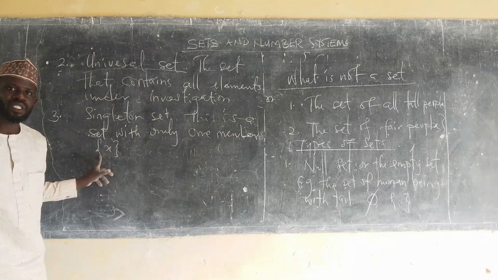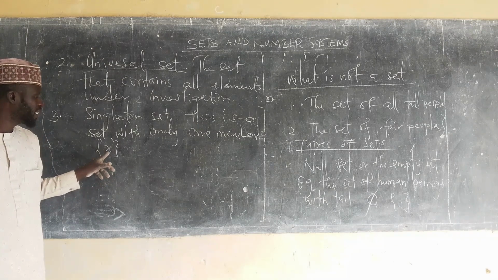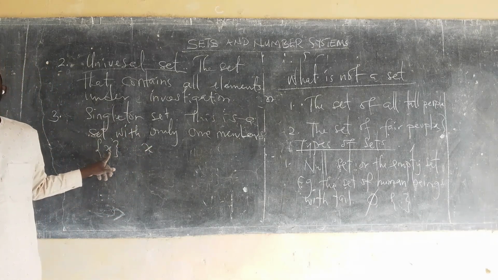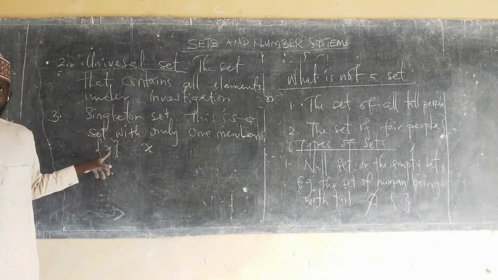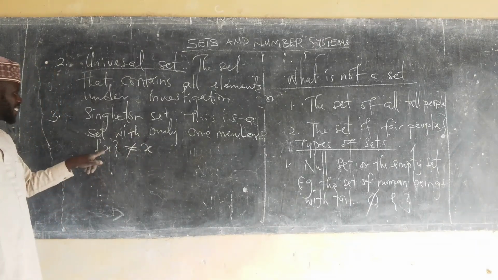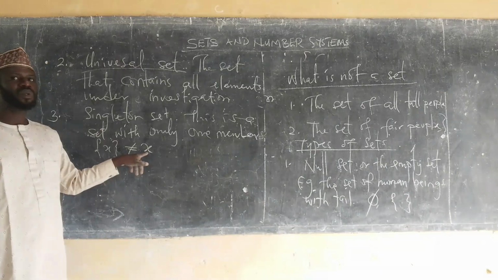Even if it is a singleton set, you don't just write the item and leave it open like that. That is not a set. So you cannot equate it, because this is a set, while this is not a set.